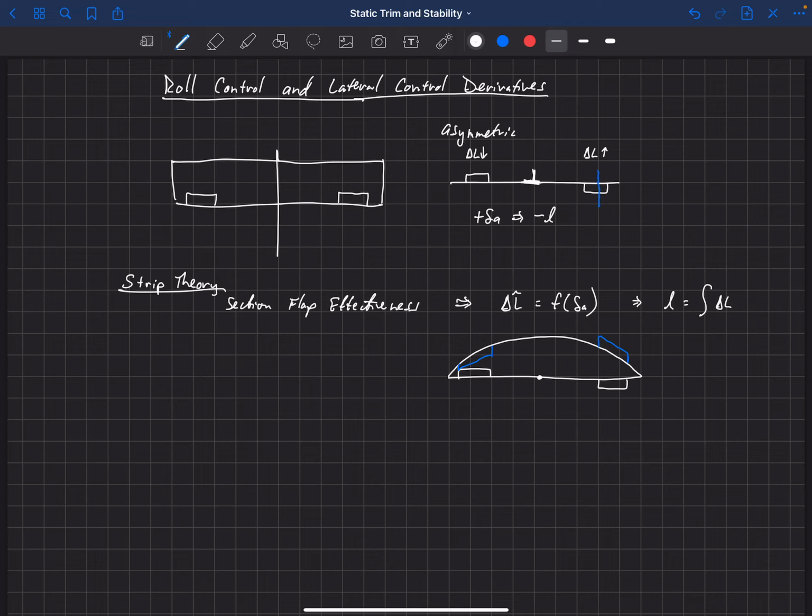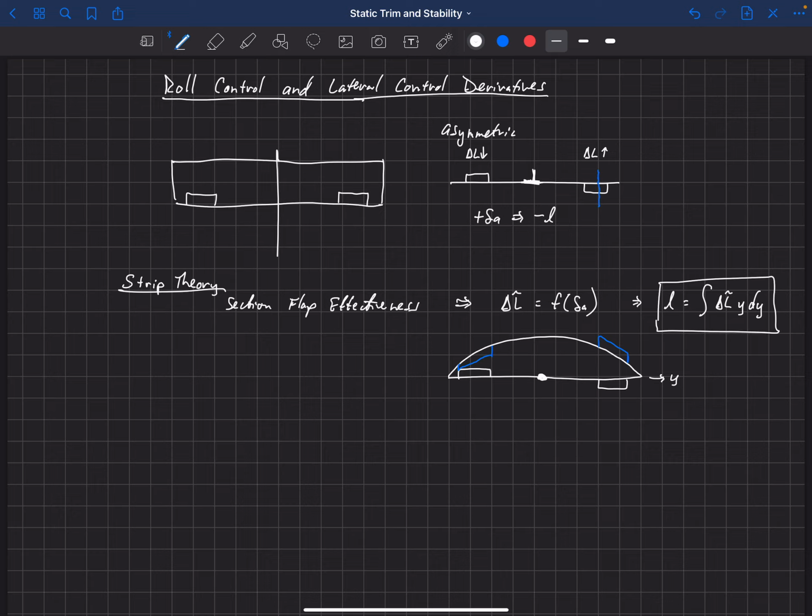Multiply that by our coordinate, we'll say y, the distance from the center of the aircraft, and then integrate in dy, and that would give us some estimate for the rolling moment caused by, and this would be a section lift here, but anyway, that would give us some estimate for the rolling moment caused by this deflection.